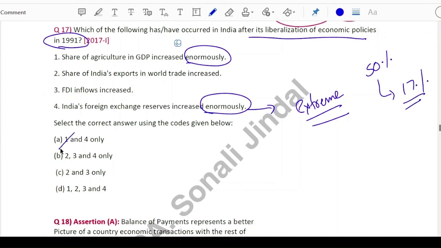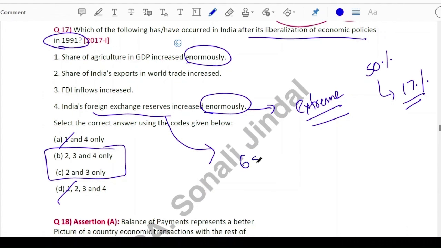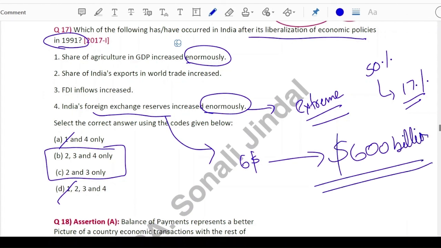We are left with B and C. If we pay attention to the extreme word, then we would mark C. But here the fourth statement is correct, as actually foreign exchange reserves has increased enormously from $6 billion to $600 billion. So answer is B. Second statement, share of India's export in trade has increased. FDI flows has increased. So answer is B.